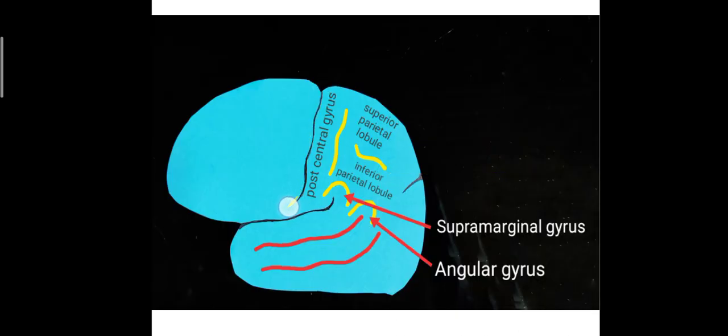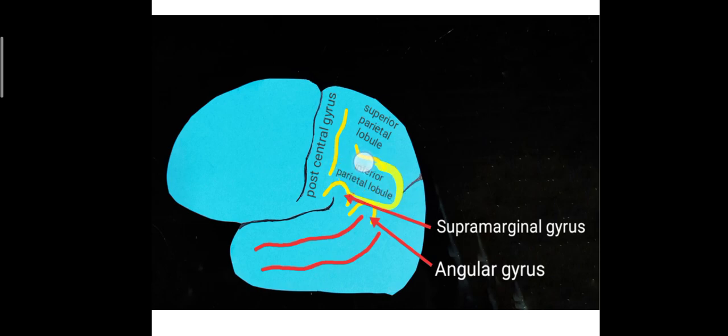Here this is the central sulcus, here is the post-central sulcus, and the area between these two is the post-central gyrus. The area behind the post-central sulcus is again divided into two by a horizontal sulcus, which is named the intraparietal sulcus. This intraparietal sulcus divides the area into the superior parietal lobule and the inferior parietal lobule.